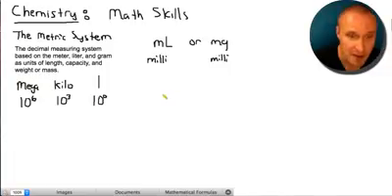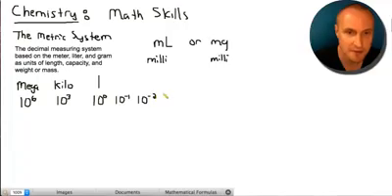Okay. So the next three are 10 to the minus 1, 10 to the minus 2, and 10 to the minus 3. There's our milli. So M-I-L-L-I is milli, 10 to the minus 2 is centi, and 10 to the minus 1 is deci.